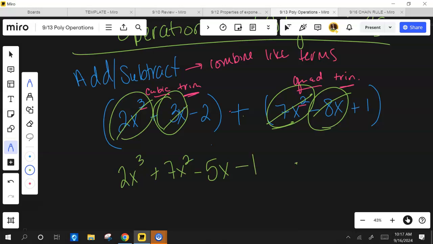It ends up being a cubic polynomial. How many terms are there? 4. Yes. Leading coefficient, that's right. Cubic is based on the biggest exponent.